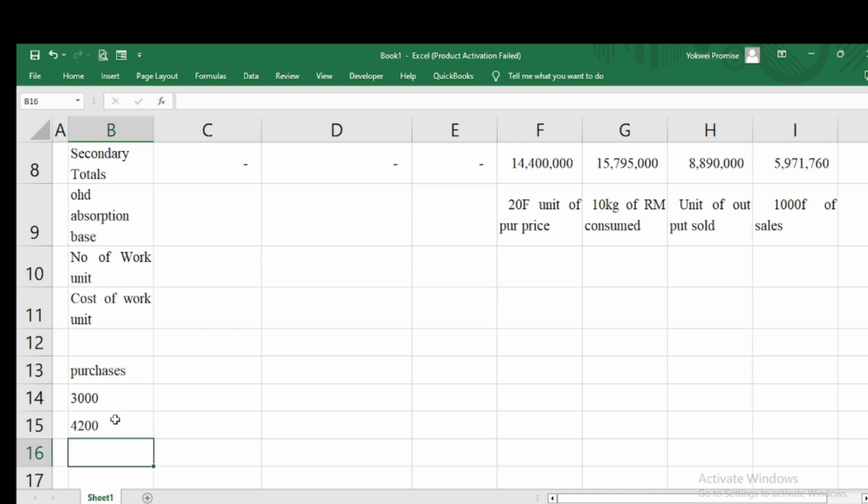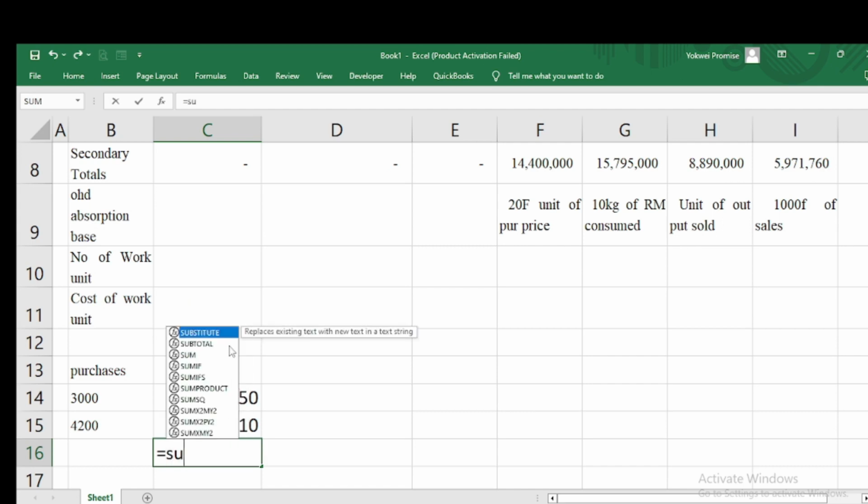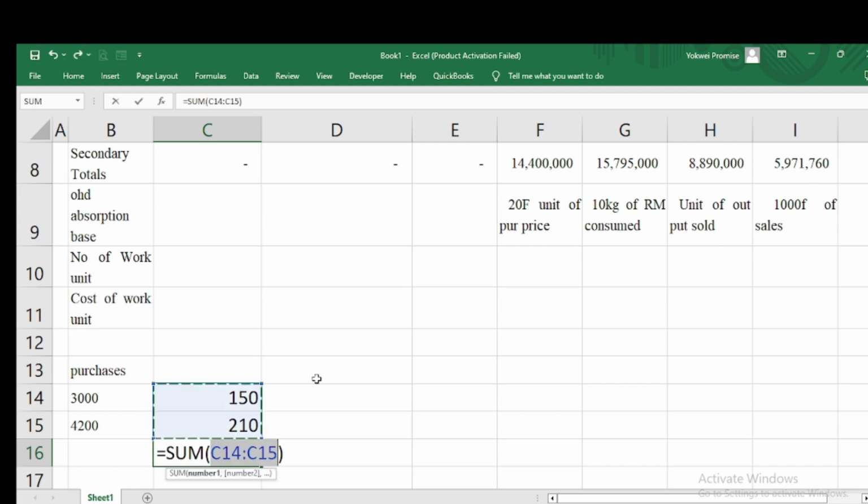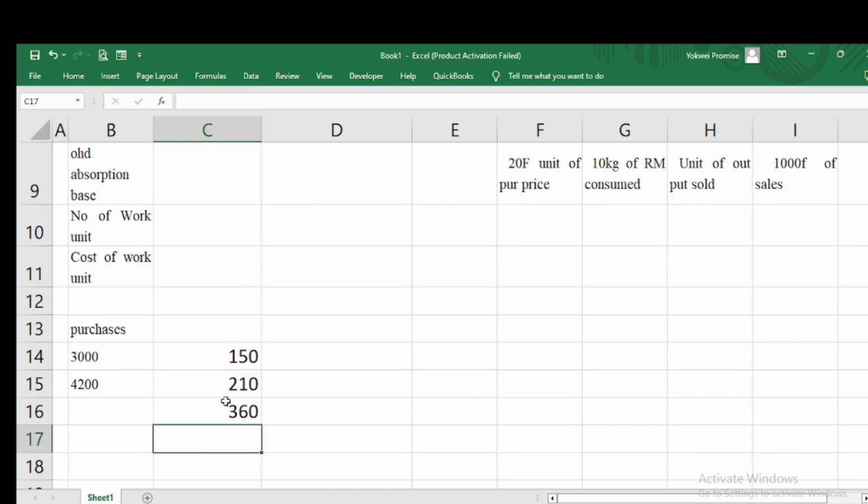To know the number of work units for each, you take the value and divide by 20. There are 150. You calculate for the second one, 150. You take this and divide by the 20. You can even see the formula in my formula bar here. When we are done, to know the total, we just sum them, and the total will give us 360.